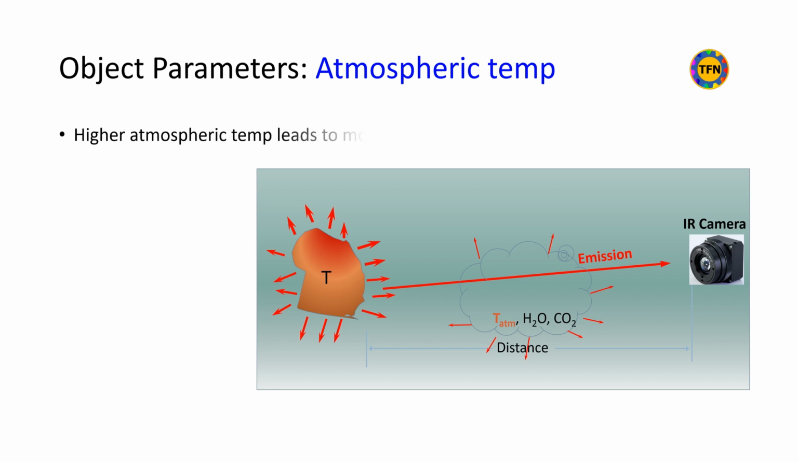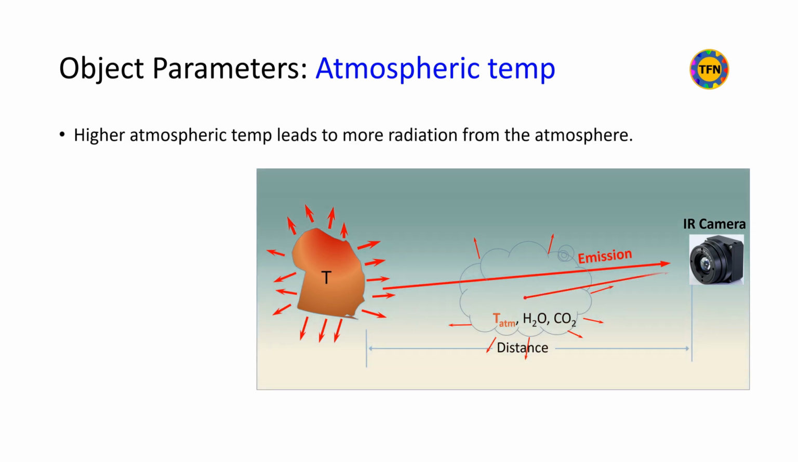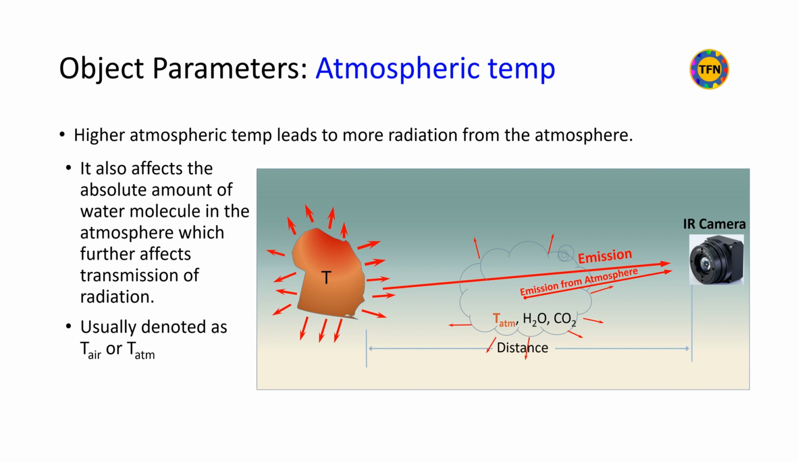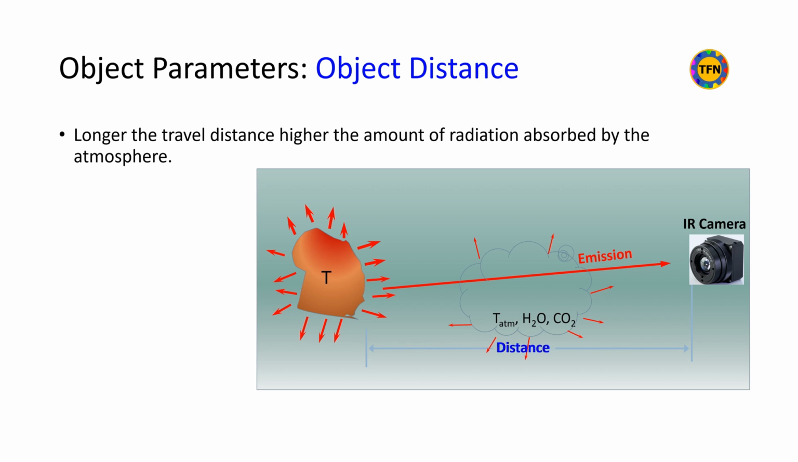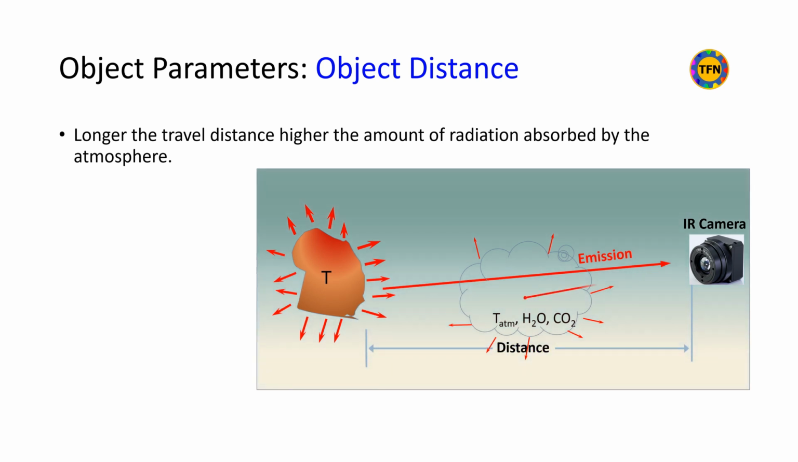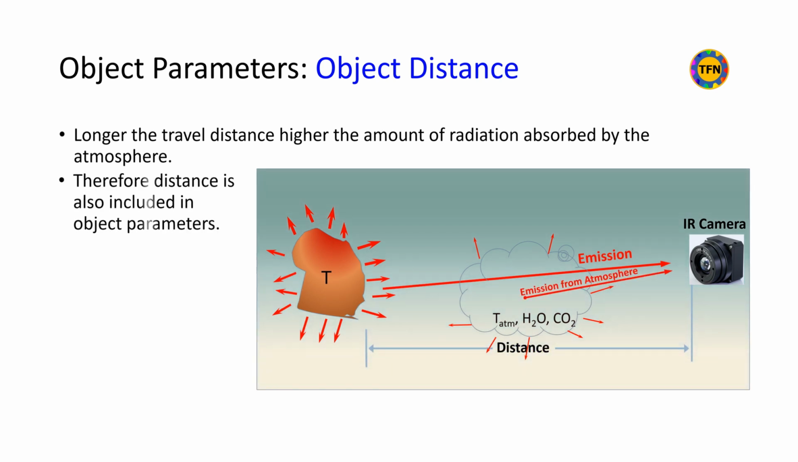Atmosphere is also a source of infrared radiation which should be eliminated for calculation of true temperature of the target. Higher atmospheric temperature means higher radiation intensity. It also affects the absolute amount of water molecule in the atmosphere, which further affects transmission of radiation. Longer the travel distance, higher the amount of radiation absorbed by the atmosphere. Therefore, it is also included in measurement parameters.